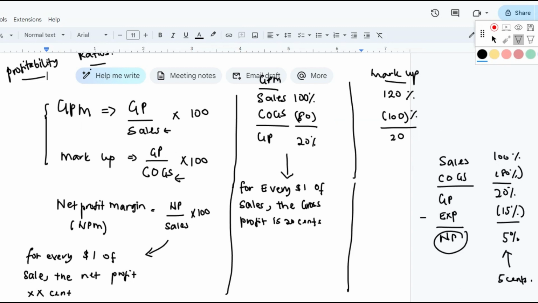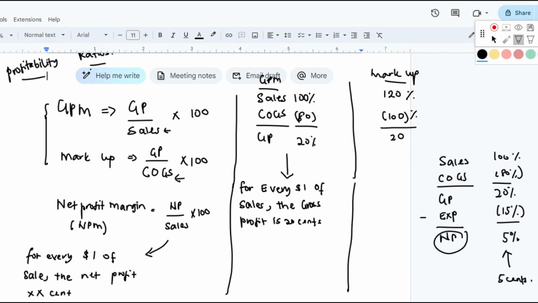Because we can do comparison, right? We want to compare, okay, company A, how did it do last year and how is it doing this year? Are we having better profitability? For these we need ratios. I'll explain in detail after this.